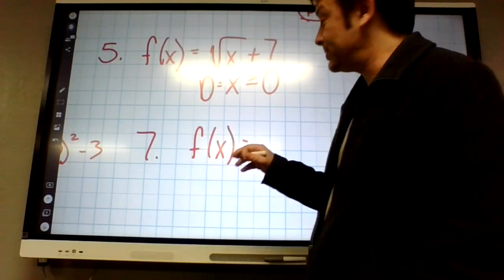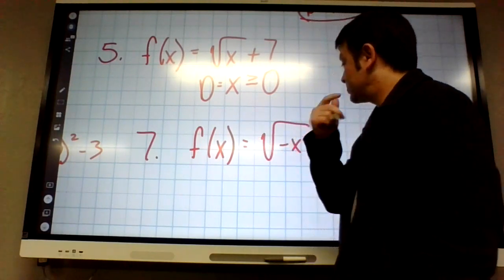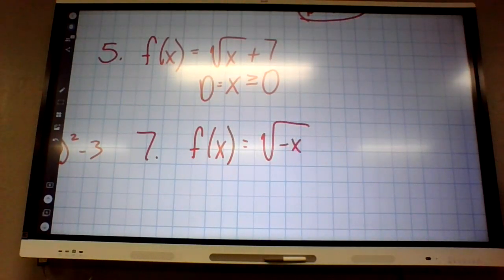All right, anyways, so 7 says that. So how would I figure out what x values I could use? It's not a flip, so it doesn't make a lot of difference.